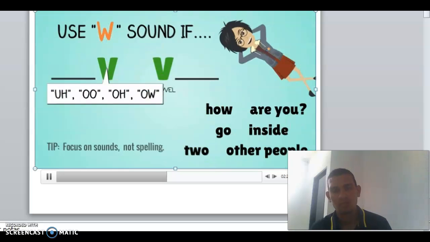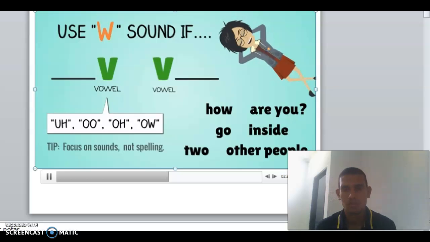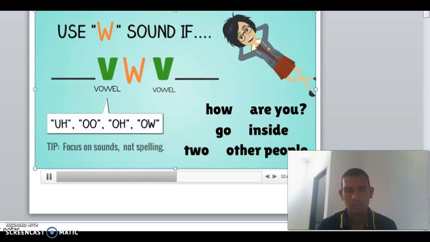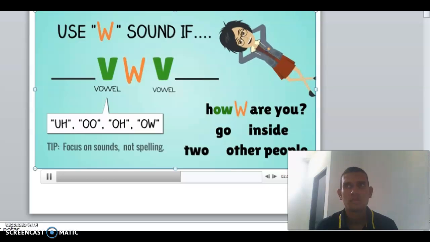If a word ends in the sounds oo, o, or ow, and the next word begins with a vowel, then the two words are linked with w. For example, how are you is pronounced like how are you. Again, linking words with the w sound happens even if there isn't a w letter in the spelling. For example, go inside is pronounced like go inside. Two other people becomes two other people.